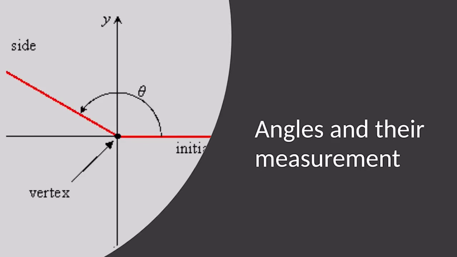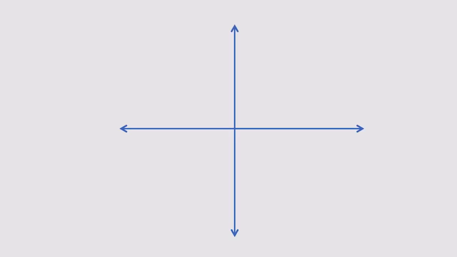Hello everyone! In the previous video, we talked about trigonometric functions and right-angled triangles, and today we'll be talking about angles and their measurements. So in the beginning, let's start with how we can draw angles. An angle drawn in standard position has its vertex at the origin, and one ray on the positive x-axis.